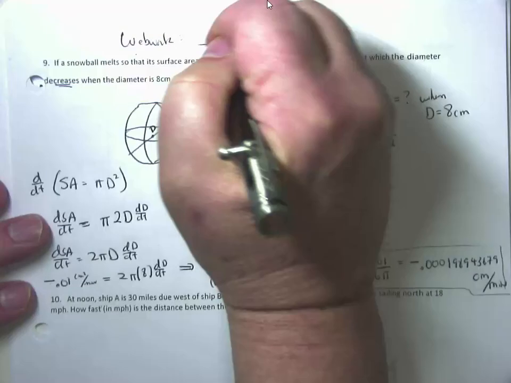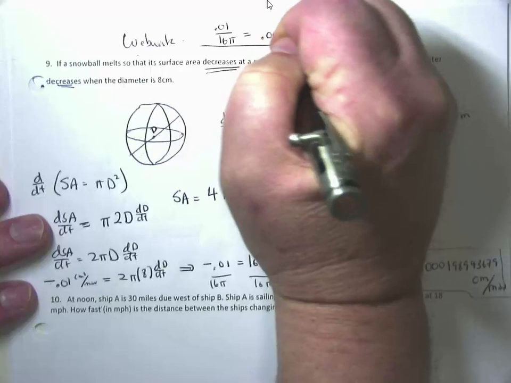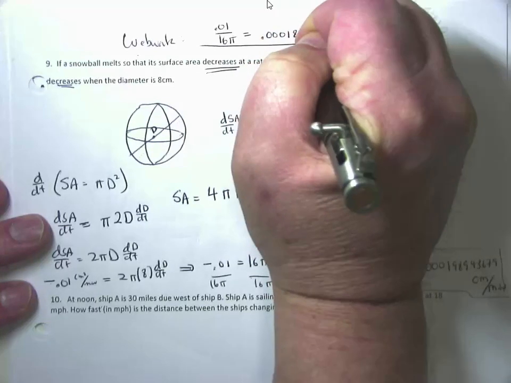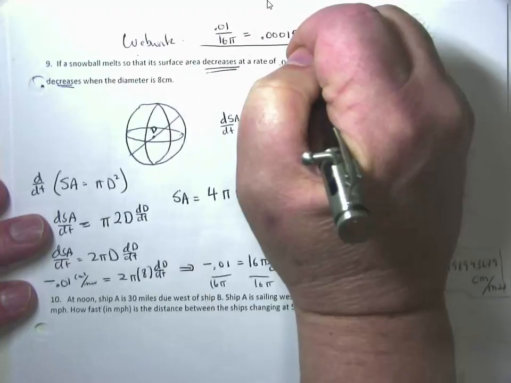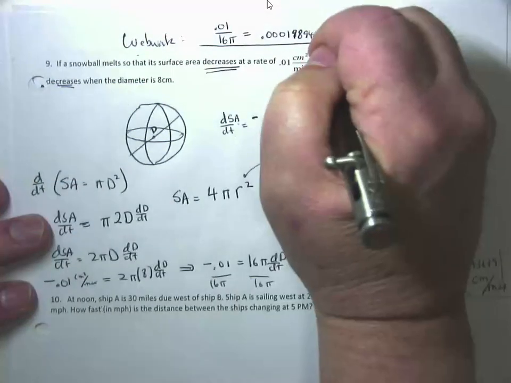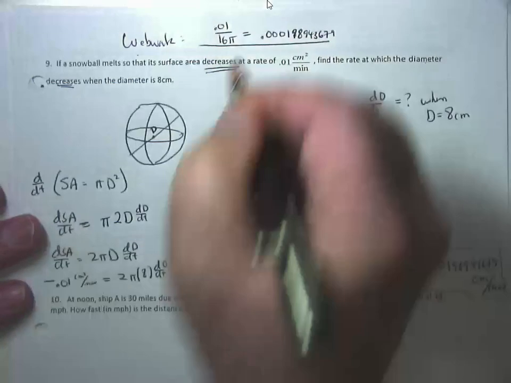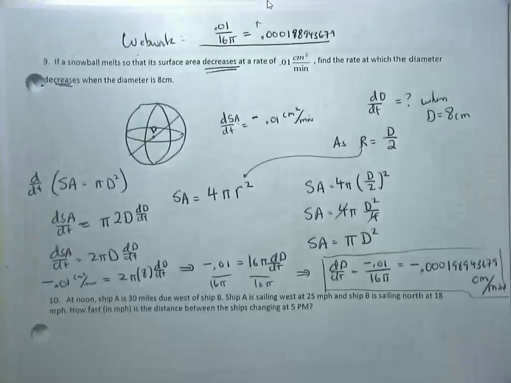It wants the 0.01 over 16 pi, or the 0.00018 43679. He wants the positive one. Remember that on WebWork. Because they said the word decrease is there, you don't have to put the negative on WebWork. On a test, I want to see the negative because I want you guys to understand what's going on. Does that make sense? Question?